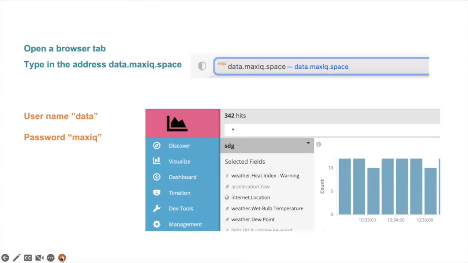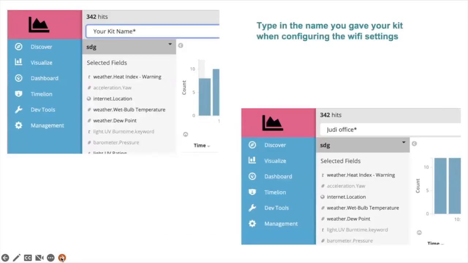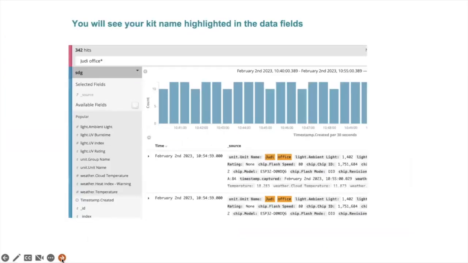What you want to do is specifically look for data that comes from your kit. So you put your kit name in there before the asterisk, and that's exactly what I've done. I have a kit that's set up called Judy Space Office. And so I've put that in, and now I can start seeing the data that refers to that kit. There we go. You can see I took the screenshots on the 2nd of February, 2023, and this is the data that I have from my kit.